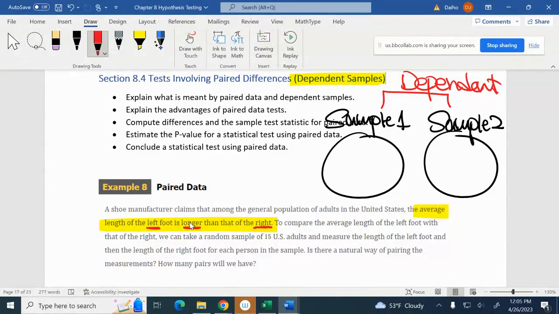We can make a pair for the 2 samples, left one and right one. With a dependent sample, we can always make the pair: this one and this one, this one and this one. Husband and wife: one sample is a husband, the other sample is a wife. We can make a pair, right?